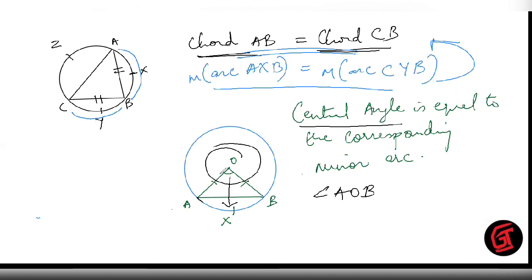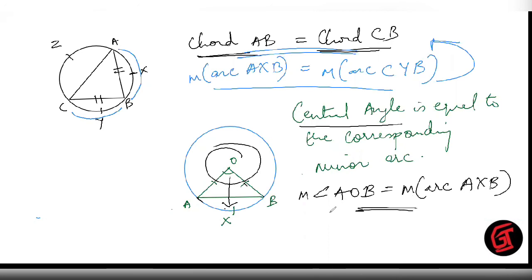Imagine this is a mouth that is open, and this is a piece of pizza in your mouth. This is also called a sector. So this angle corresponds to this arc, which is exactly opposite. When this angle corresponds to this arc, the measure of angle AOB is equal to the measure of arc AXB. Always. This is a property.